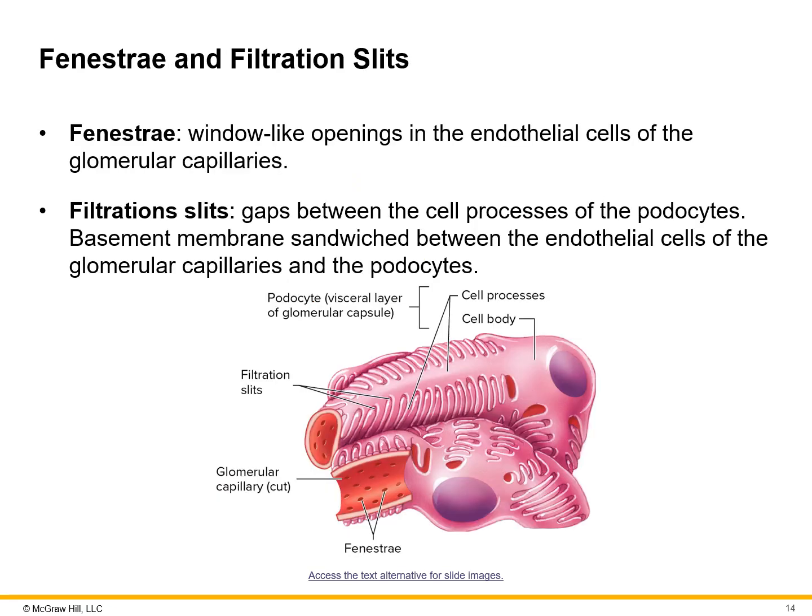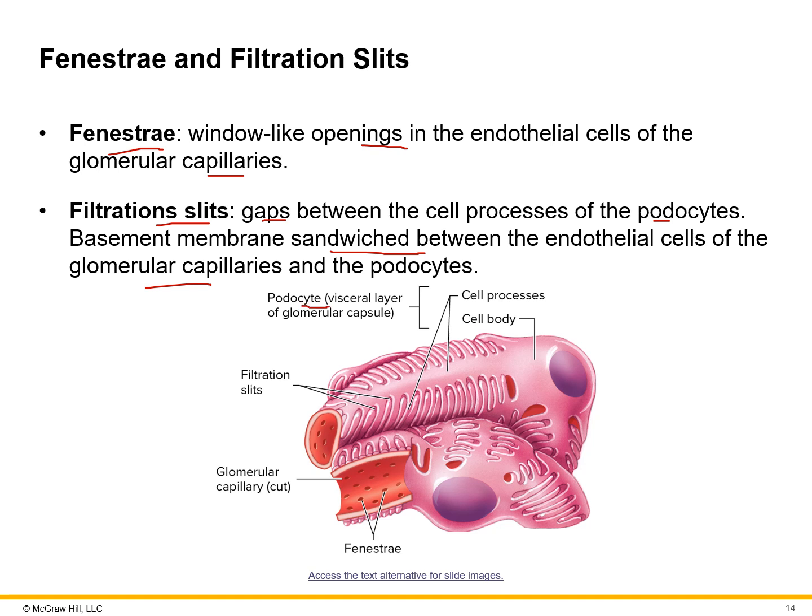Now we have what are called fenestrae, and these are window-like openings in the endothelium of those capillaries. And then filtration slits are gaps between those podocytes, and the basement membrane is sandwiched between the endothelial cells of the glomerular capillaries and the podocytes.